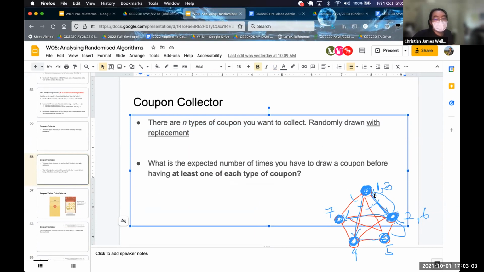How do you model this thing as a coupon collector problem? Basically, the nodes are like the coupons that you want to collect. Randomly drawn with replacement is basically like you can revisit something that you have visited. So this is how you model the randomly drawn with replacement. Then the goal of coupon collector is collecting all types of coupon, so it's basically visiting all the nodes. Does this formulation make sense?